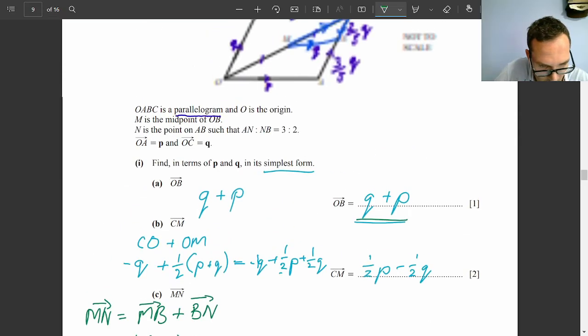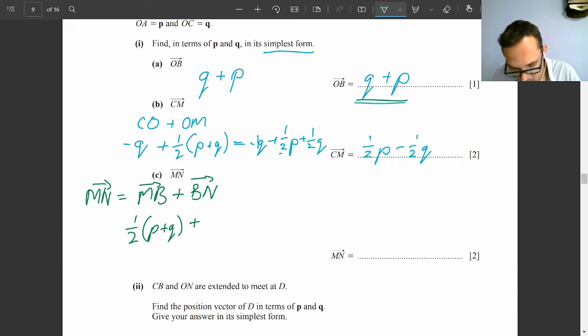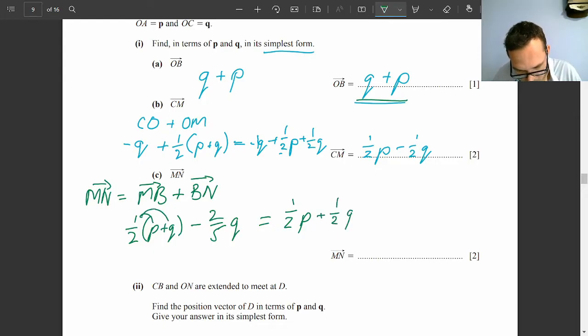All right. And then BN, as we determined earlier when we went through the information carefully, BN is 2/5 Q. Be careful now, remember, because 2/5 Q goes in that direction, so we're going in the opposite direction, so it's going to be minus. So let's change that. Instead of adding, we're going to be subtracting 2/5 Q. Right, then we just need to simplify that.